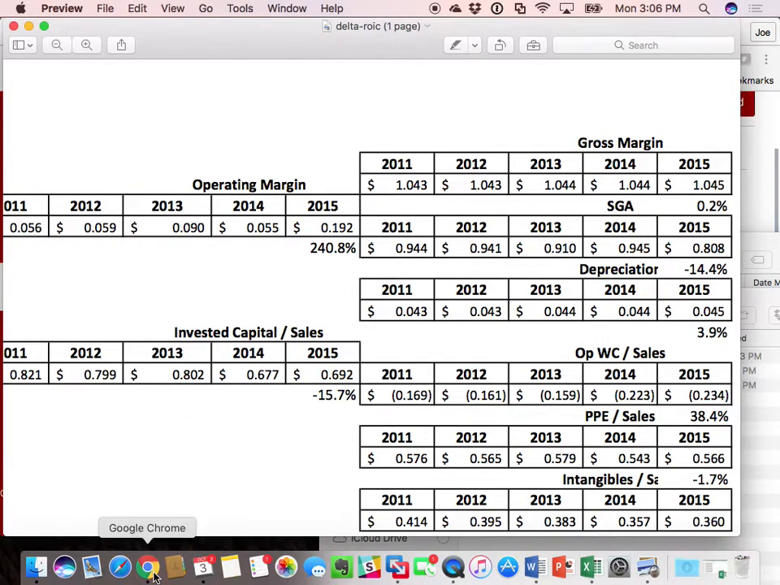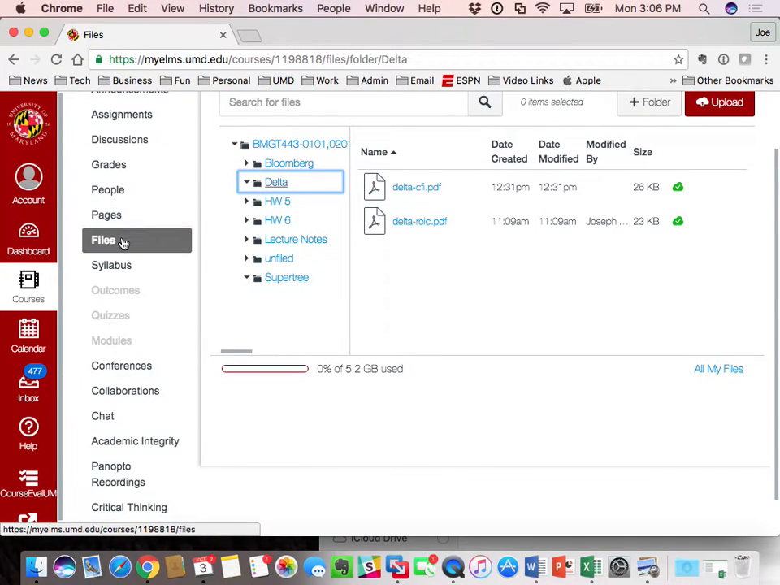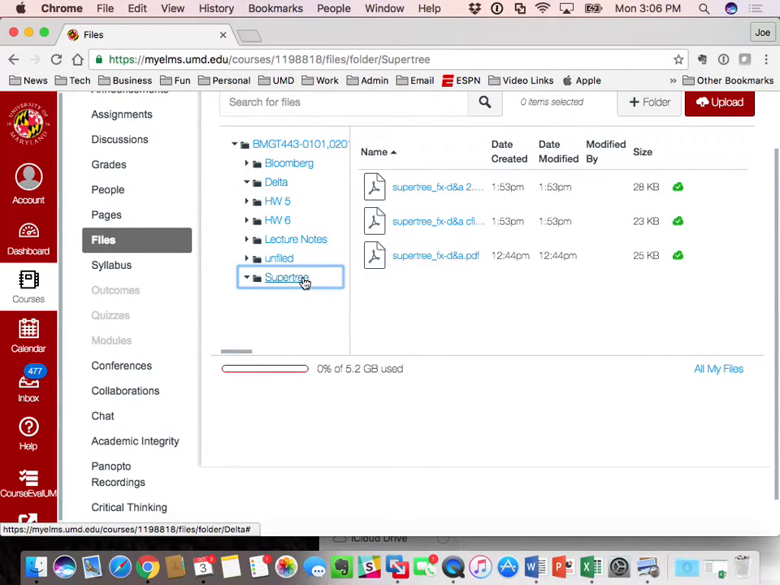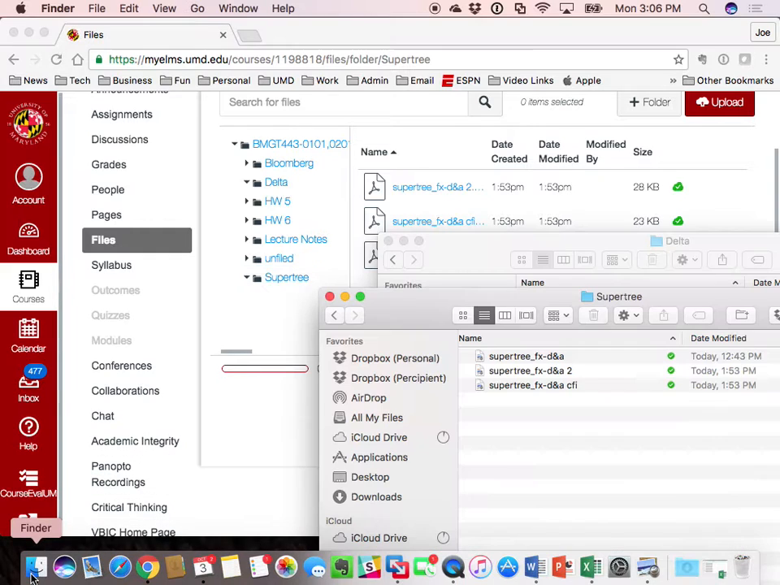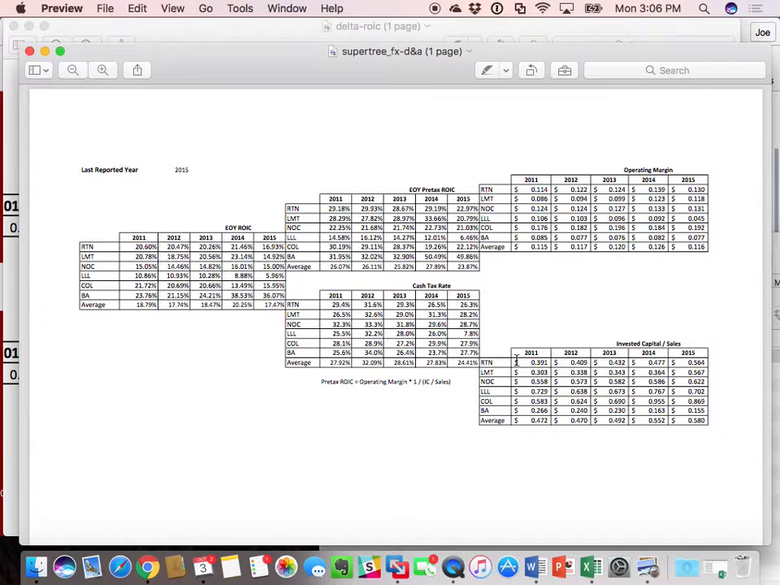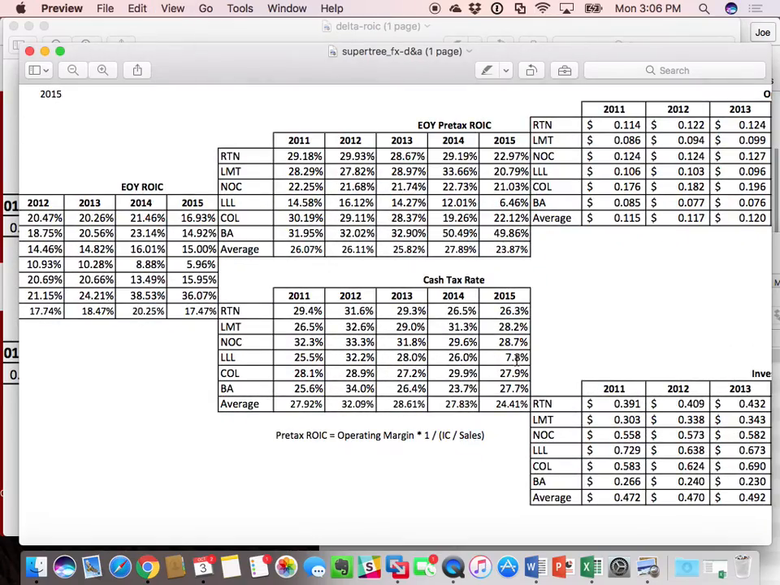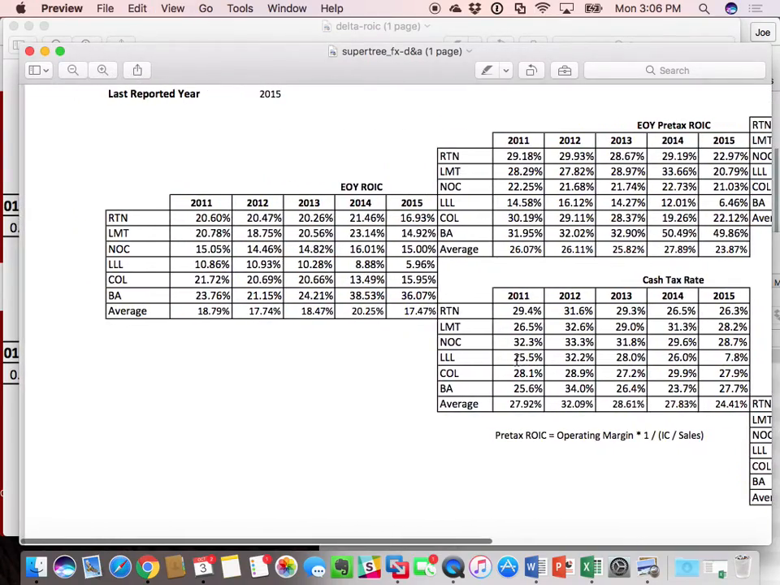I also put up in the file section a folder called the Supertree. It's got 3 files. So this is one of the things you're going to do after the midterm, and they're PDFs. So let me open up the Supertree. This is the Supertree for the defense and aerospace industry for 2011 to 2015.